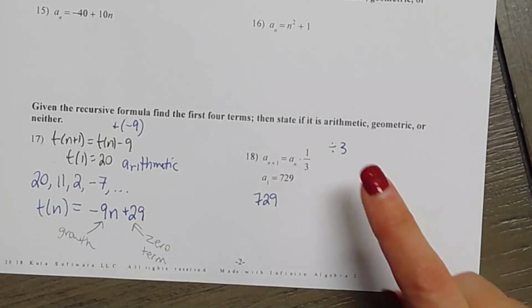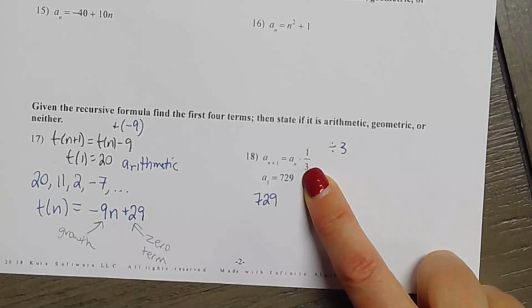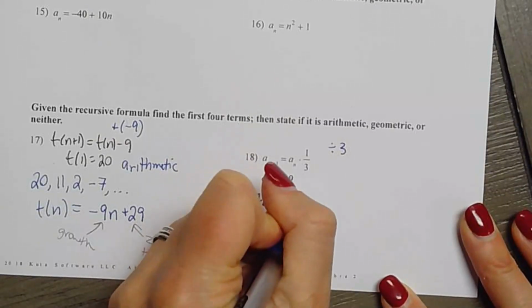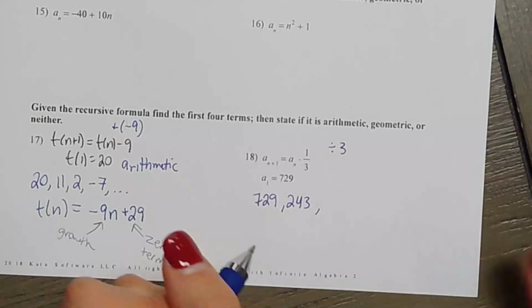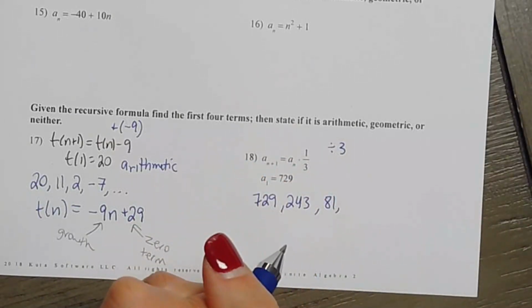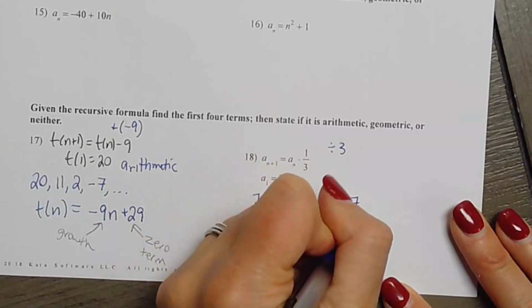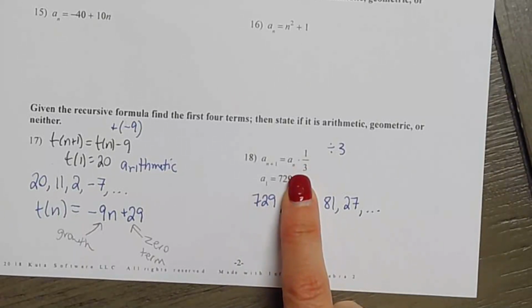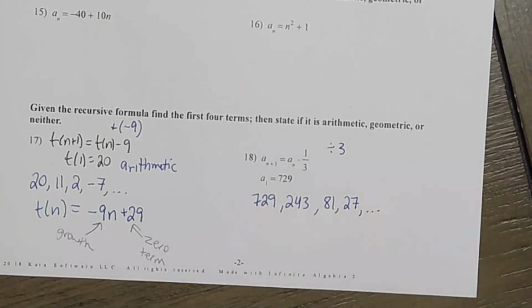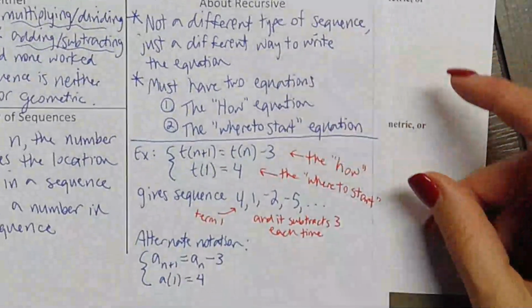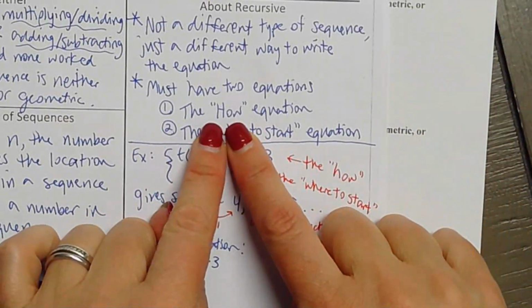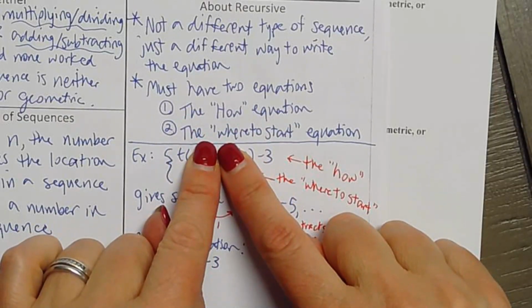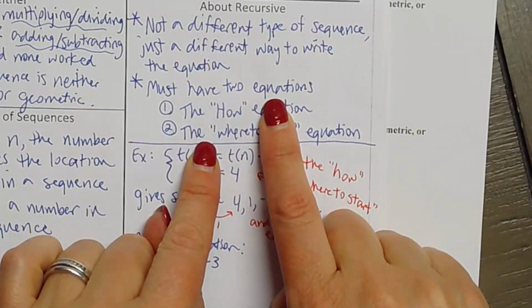Especially on a calculator, because multiplying by 1/3, that's a repeating decimal, so it's hard to type in. So if I divide by 3, I get 243. Divide by 3 again, I get 81. Divide by 3 again, I get 27, etc. So this is telling me what to do, and this is telling me where to start. So if you look at your notes, you always get the how equation, like what to do or how to do it, and then you always get the where to start. For all recursives, you have to have 2 equations.